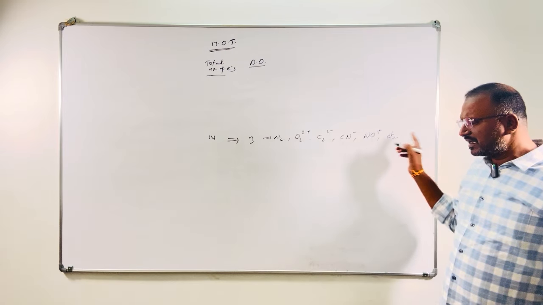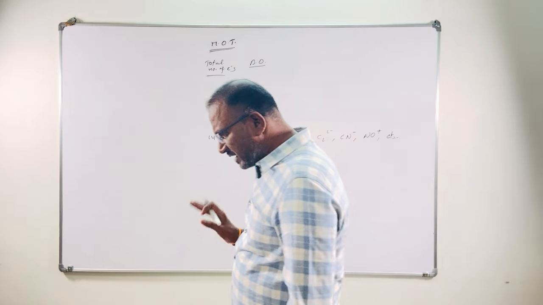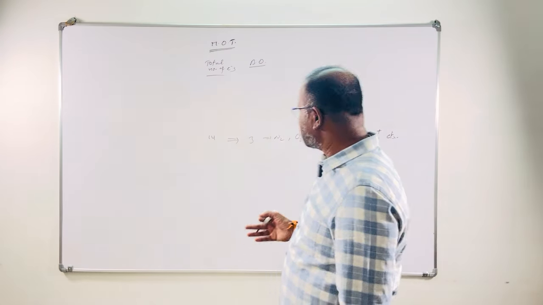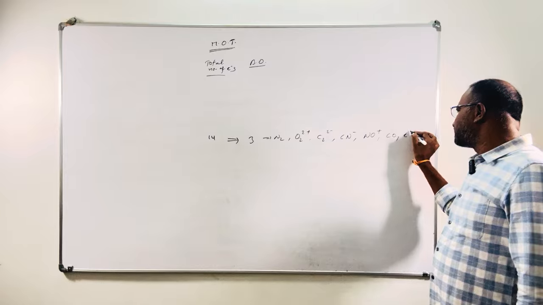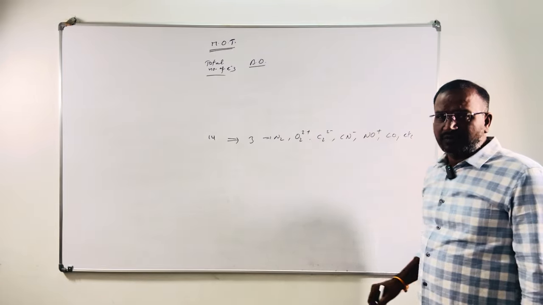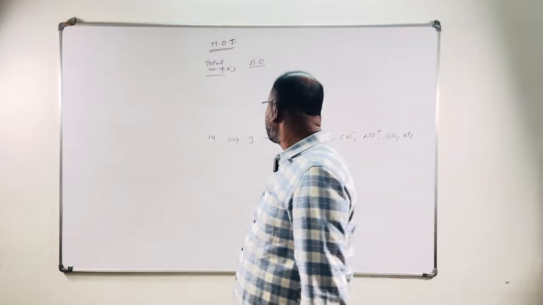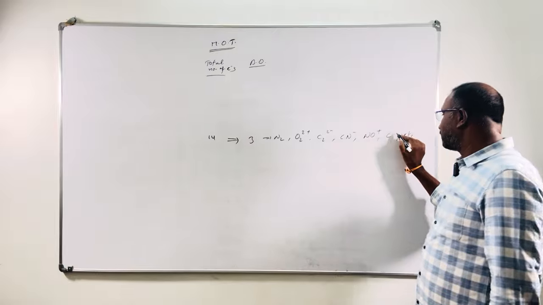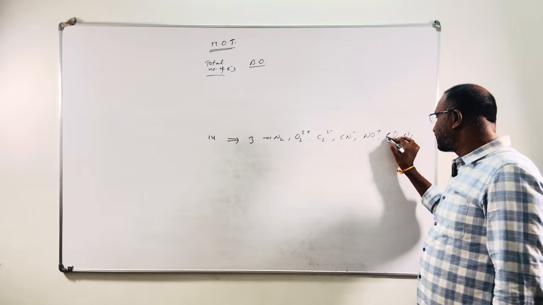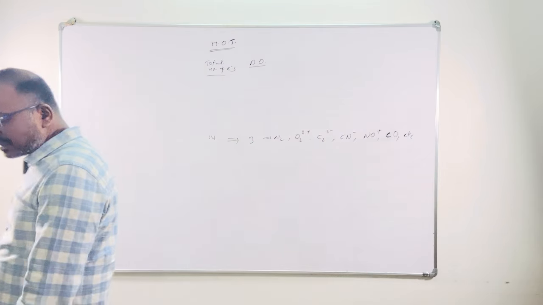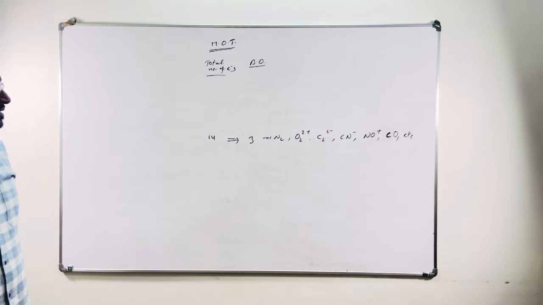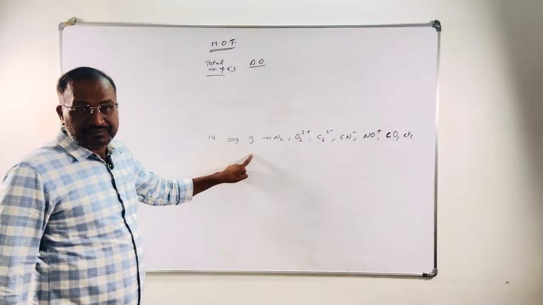I'm writing; you can write anything. And CO is also there. Another example, CO: 6 plus 8, 14. Carbon monoxide, not cobalt, capital C, capital O. In all these cases, 14 electrons are present. If 14 electrons are there, the bond order is 3.